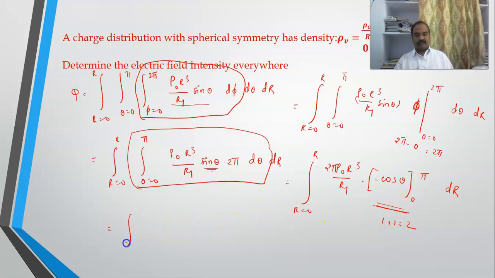So now what is my expression? Integral r is equal to 0 to r, 2 pi rho naught r cube by r1. Here what I have got? I have got 2.